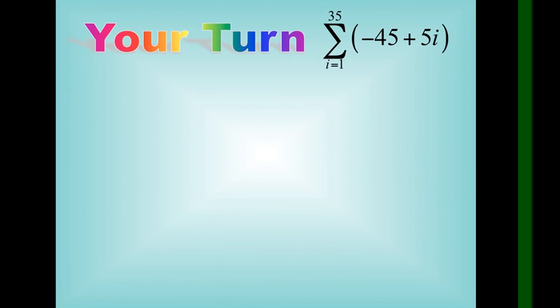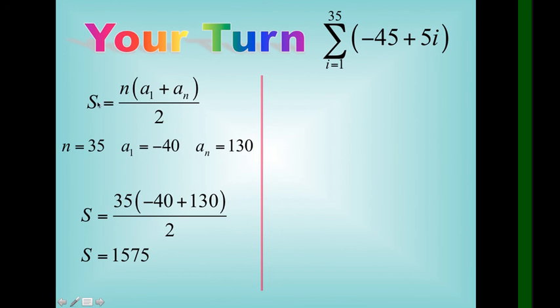Let's have this one. Okay. We have summation where i is equal to 1 up to 35. So we have negative 45 plus 5i where i is equal to 1. So the first term, ano yung first term natin? If it is 1, so that's negative 40. Tama? So let's do both equations. So let's find the sum. If we will use S, the n is 35, the a sub 1 is negative 40, and the a sub n is equal to 130.